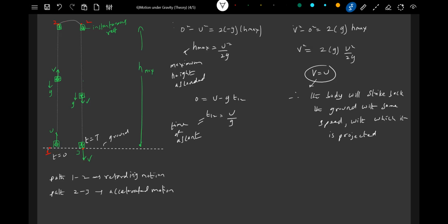What is the time of descent? The time of descent: H max equals g T23 whole squared by 2. What is H max equal to? u squared by 2g.